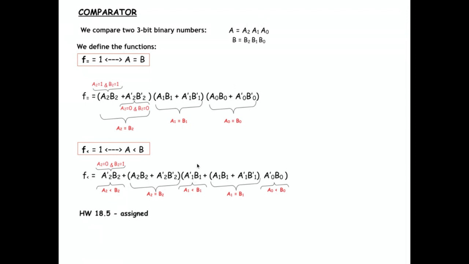A1 could be less than B1, and that would make this whole thing 1. And with this 1, it will be 1, right? Or A1 and B1 can be equal, right? So at this point, in this complex compound expression, we got to the point where A2 and B2 are equal, and A1 and B1 are equal, but A0 is less than B0, right? And that expresses all possibilities of A being less than B.